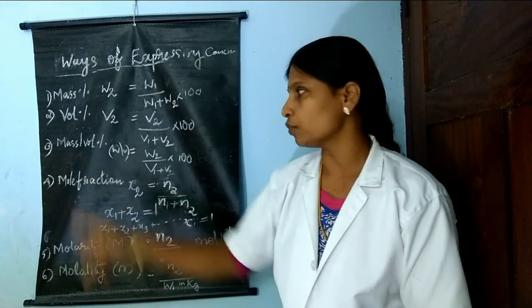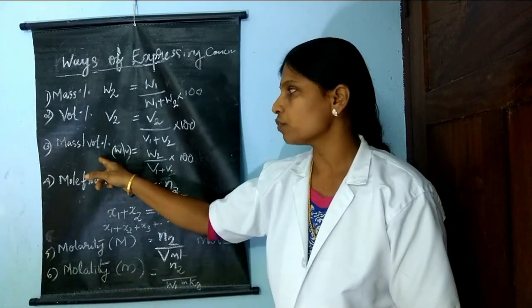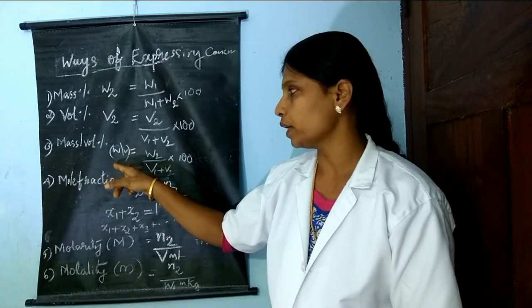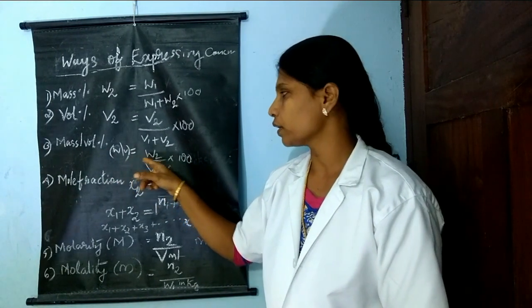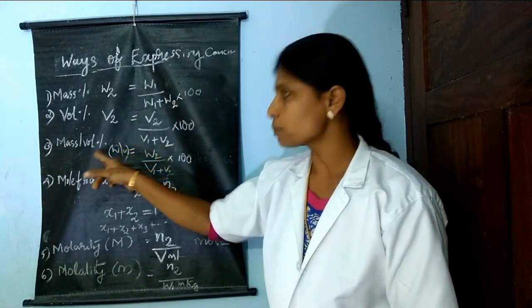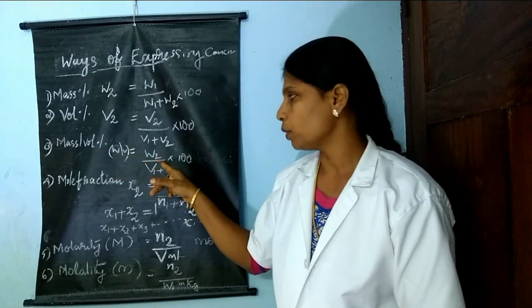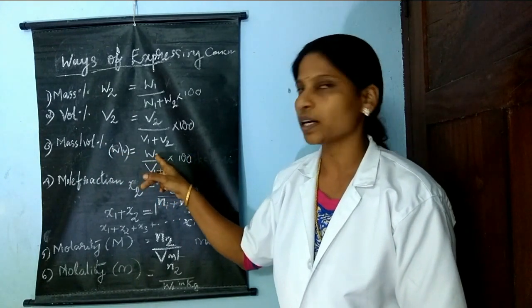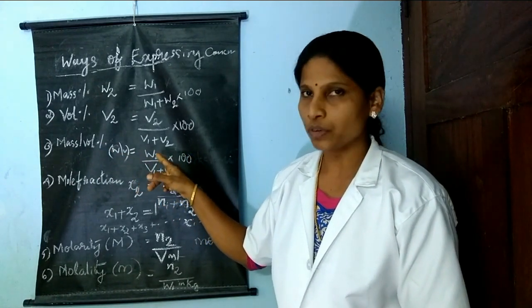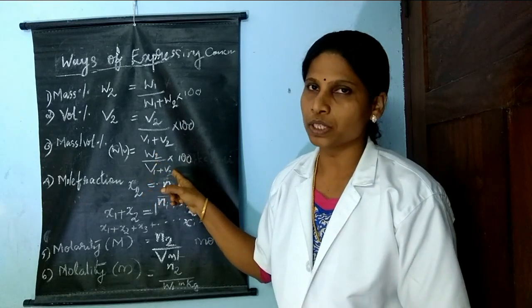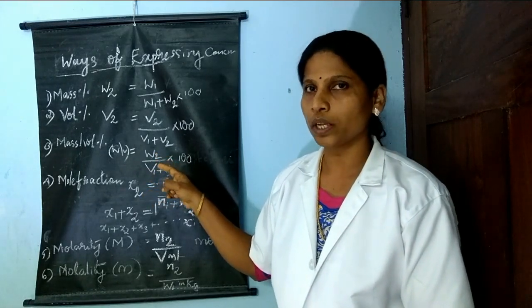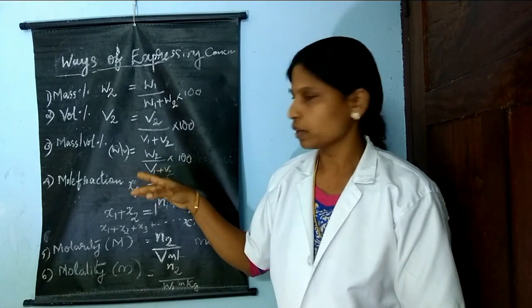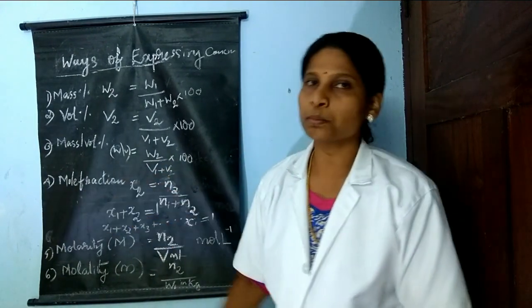Third, mass by volume percentage. Mass by volume percentage is denoted by W bar V. And here, mass by volume percentage is W2 divided by V1 plus V2 into 100. Here, W2 is mass of solute, V1 plus V2 is the total volume of the solution. Clear? Fourth one is mole fraction.